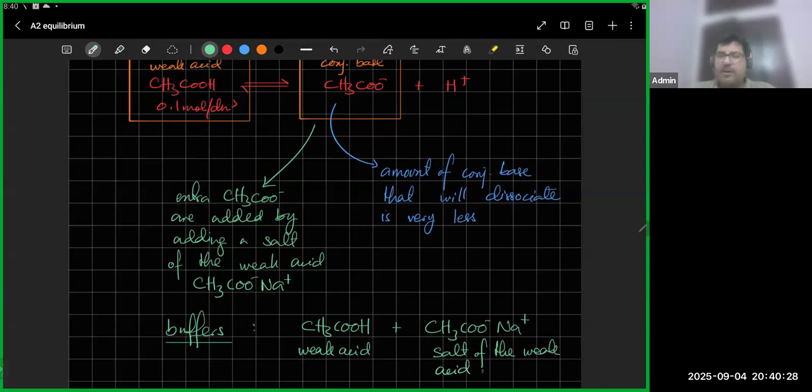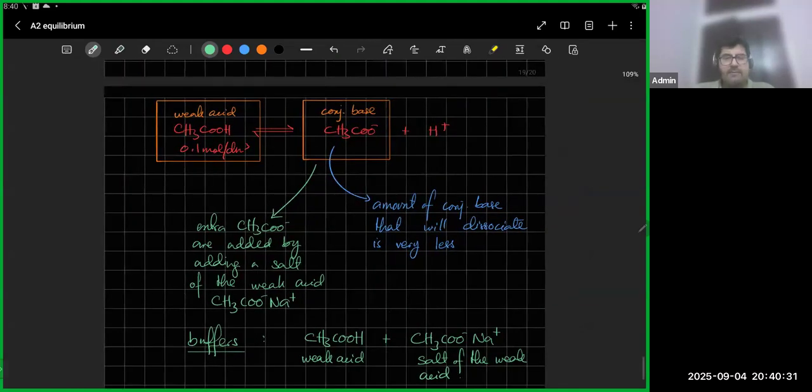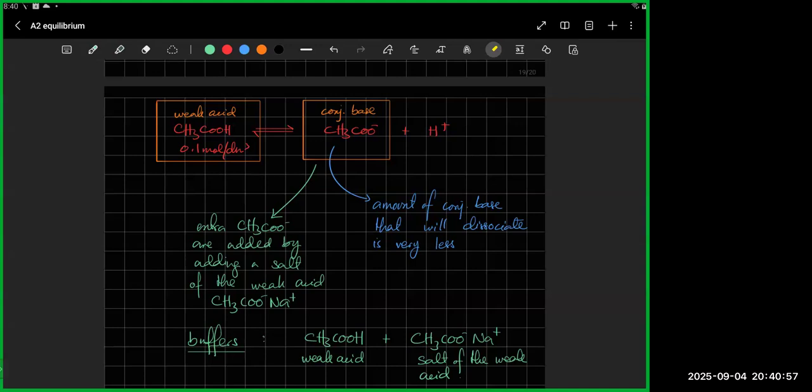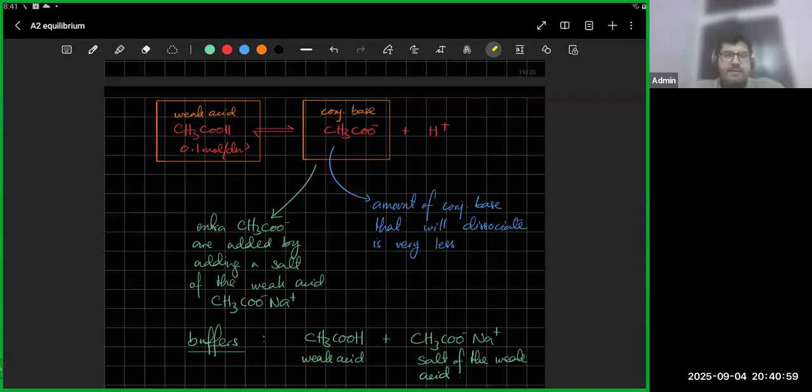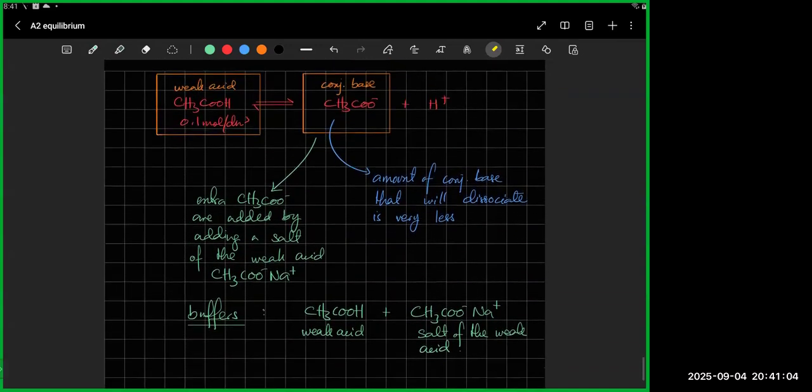Right? So is this minor point clear that if you want to make a system and turn it into a buffer solution, it can't happen on its own. You can't just add a weak acid and it will produce ethanoate ions. These ions have to be added from outside. And the way they're added is that you will add a salt of the weak acid. Is this thing clear? Yes. Is this clear? Yes. Okay.